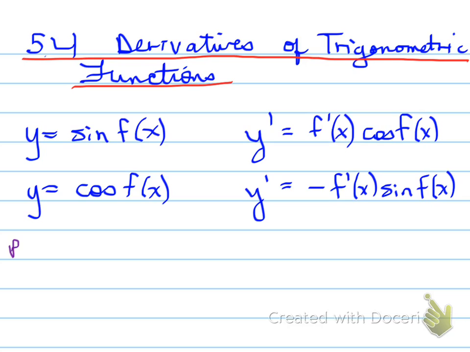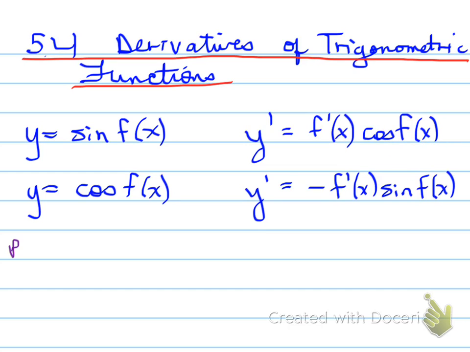Now, if you want to remember it, we have to remember that if you have a function in the front, you need to take the derivative of that function and multiply the derivative of sine of that function. So in this case, the derivative of sine is cosine. Derivative of the function, so f prime of x, times cosine of f of x. The derivative of cosine of a function is equal to the negative of the derivative of the function times sine of the function.